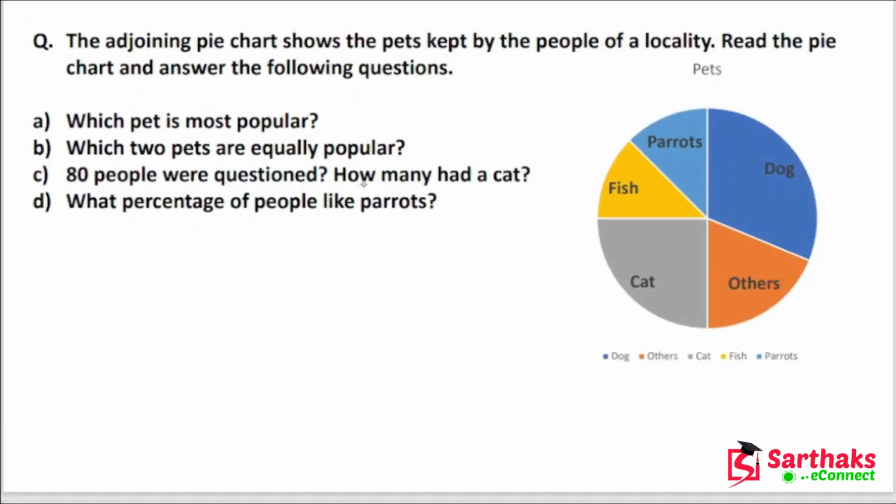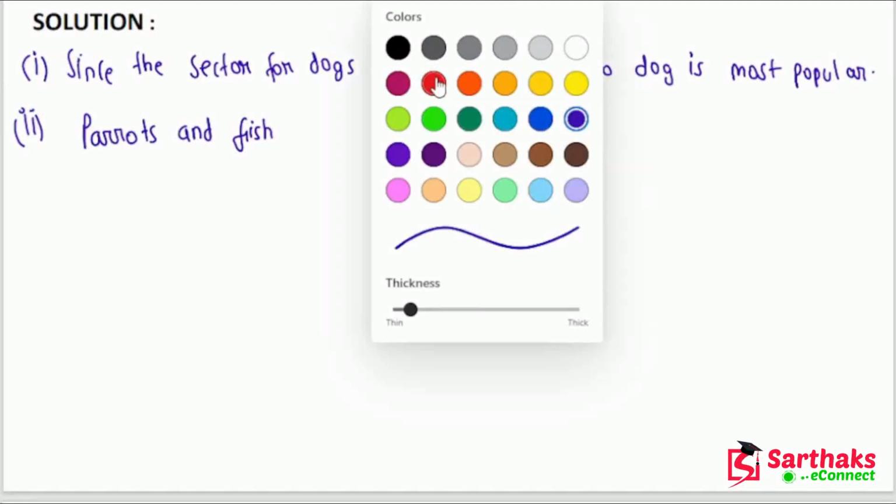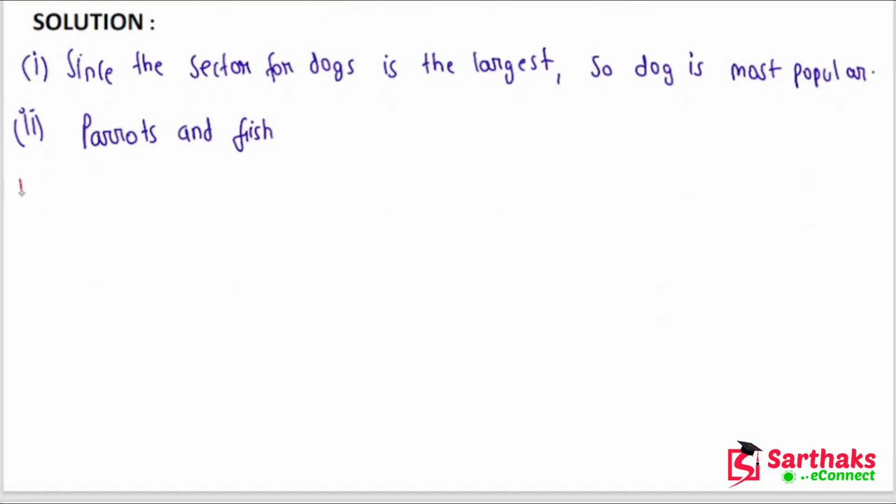Now the third part says 80 people were questioned. How many had a cat? So this total chart represents 80 people. You can clearly see that the cat is representing 90 degrees of the sector, so the cat occupies 1/4 of the area. 80 people is the total frequency, and we have 90 degrees as a central angle, so we can easily calculate the frequency of cats with the help of the central angle formula, which we already used.